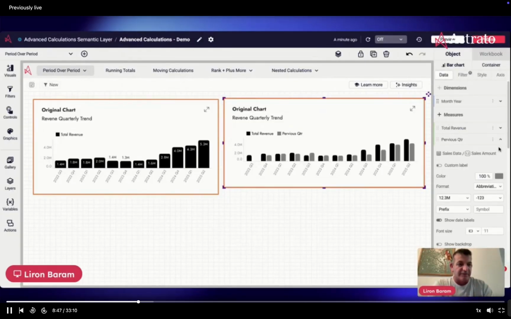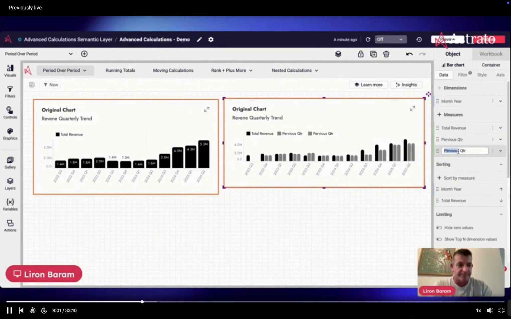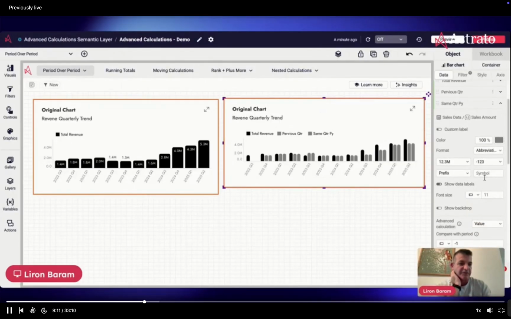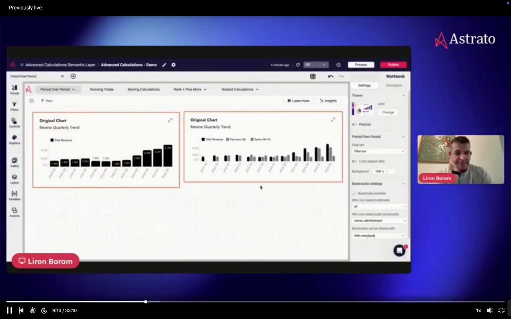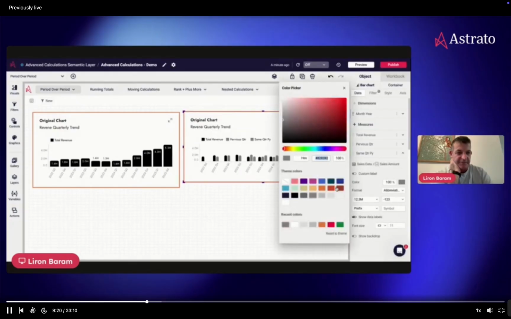But this is not the only one. We also wanted to compare to the same quarter previous year. So let's do this. We'll give it a name. And now all we have to do is change it to -4. And now we change the color so we can distinguish between them.